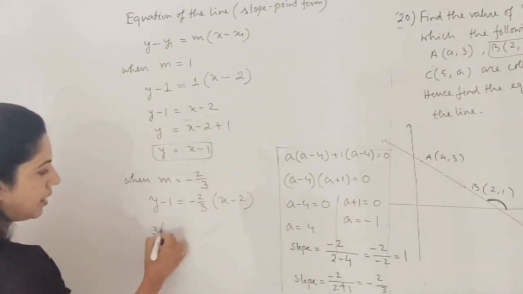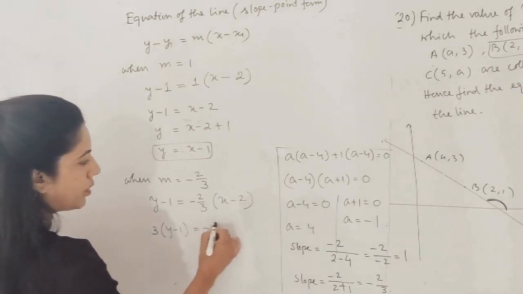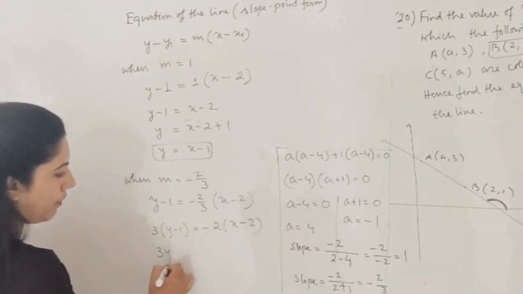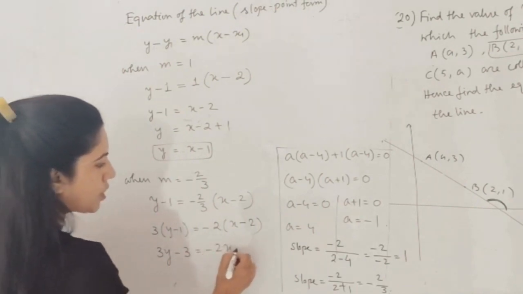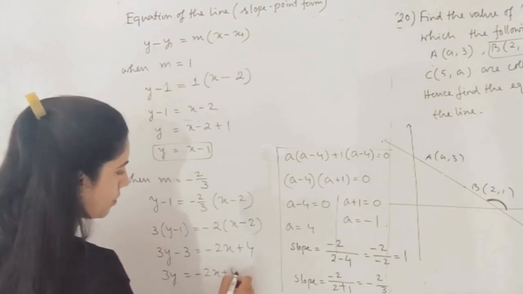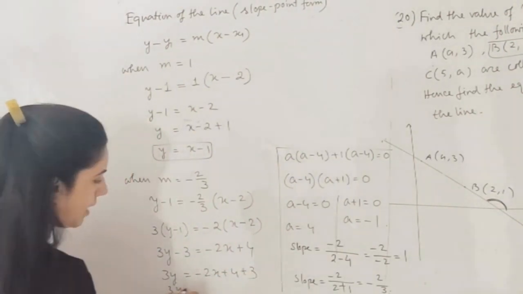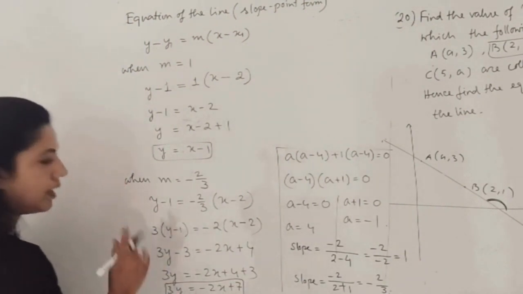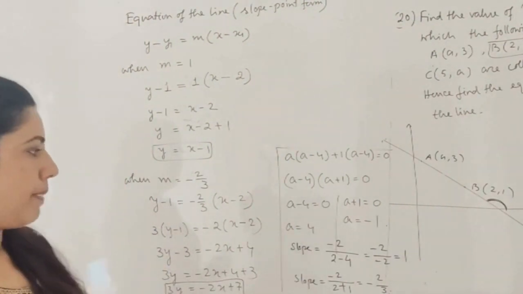Take 3 this side. 3 into y minus 1 is equal to minus 2 into x minus 2. So this is 3y minus 3 is equal to minus 2x plus 4. So 3y is equal to minus 2x plus 4 plus 3. That is 3y is equal to minus 2x plus 7. So this is the equation of the line when the value of m is minus 2 by 3.